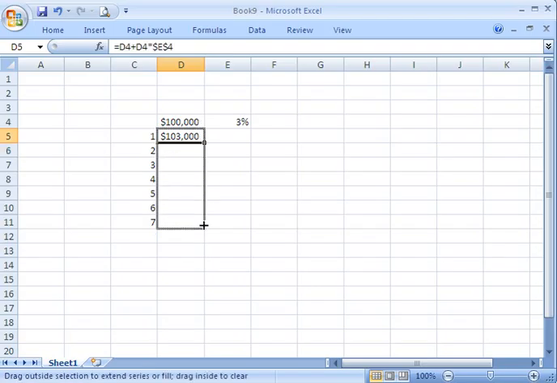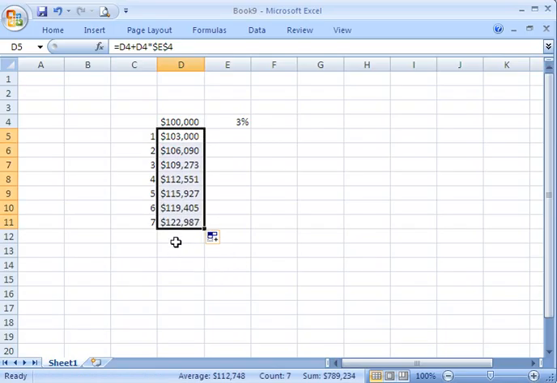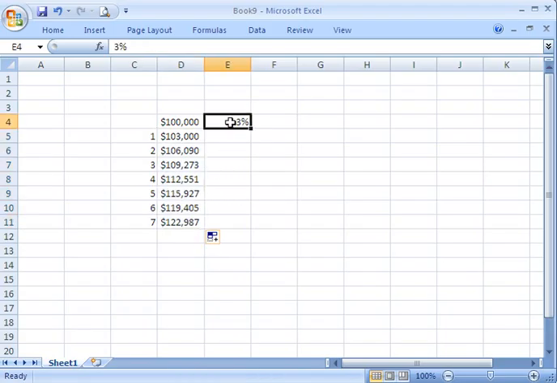Dragging down, I see that if the money grows at a steady 3%, at the end of 7 years I'll have $122,987. 3% was not enough. I wanted the final value to be $150,000. What if I use 4%? That's better, but still not quite high enough. I could continue using trial and error, but better, let's use goal seek.